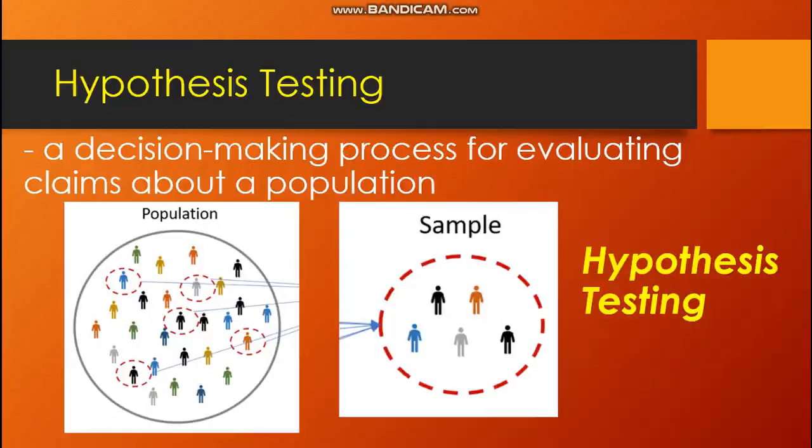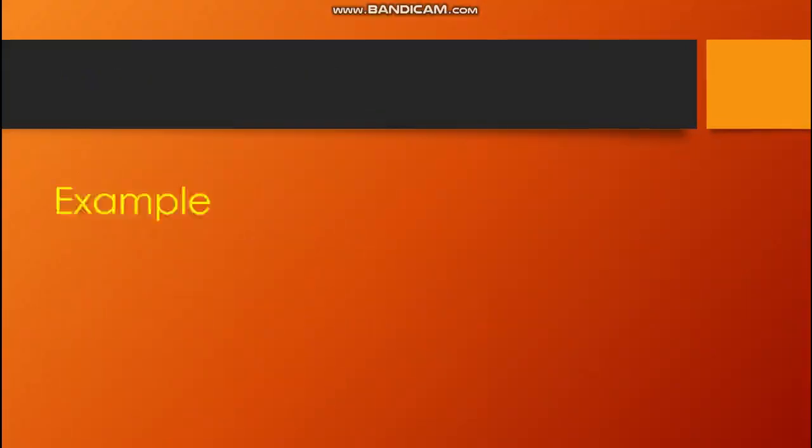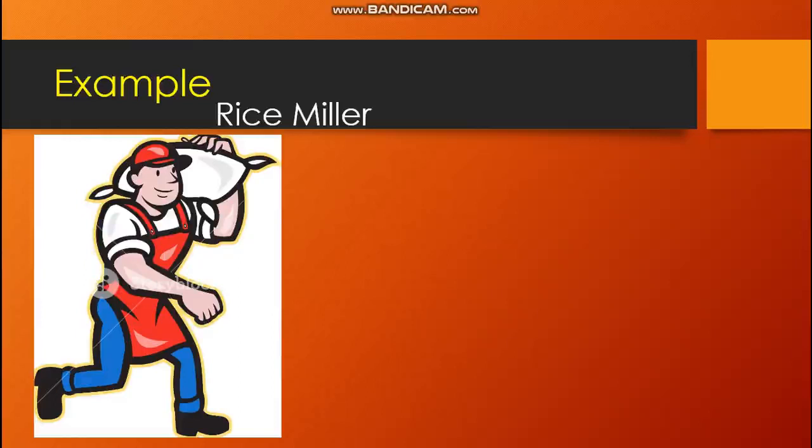Ano ba yung mga halimbawa of claiming about a population or claiming about a property, characteristic, or descriptive measures about a population? Here are some of my examples. Let's say a rice miller is claiming that his sack of rice is exactly 50 kilograms. Okay? So, pwede nating malaman kung totoo yung sinasabi ng rice miller, kung eksakto na lang 50 kilograms ng isang sako ng kanyang bigas through hypothesis testing. By getting sample dun sa kanyang mga sako ng bigas.